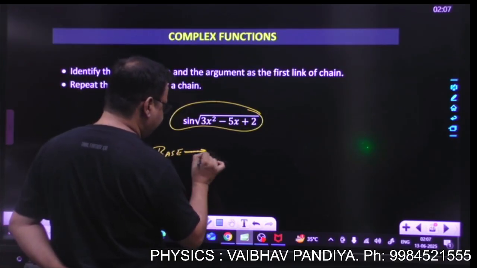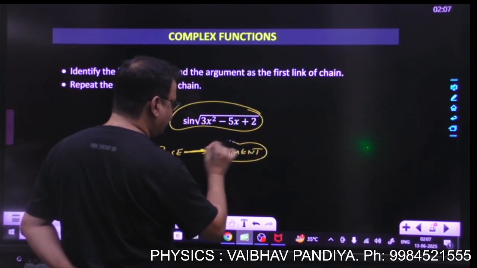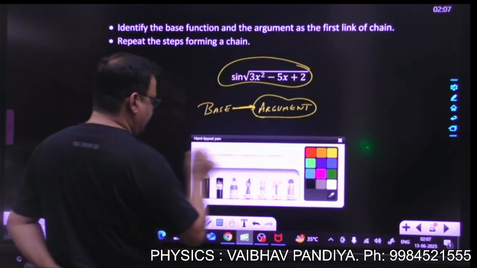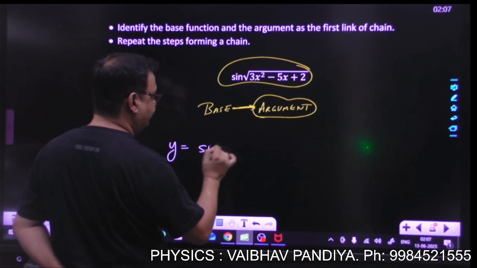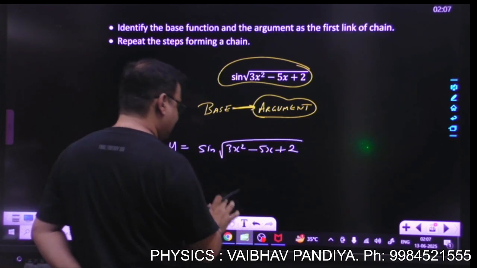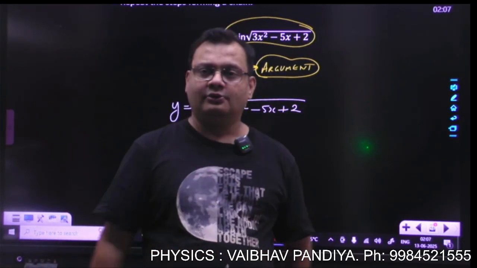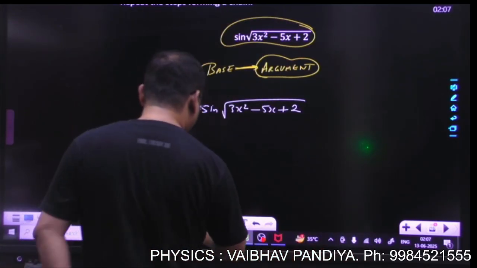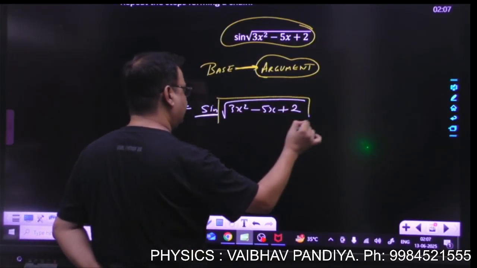First you will identify the base function, then the argument, and then the argument will act as a base function. Like say, if I am writing y is equal to sine of root of 3x square minus 5x plus 2. Now if you want to apply the chain rule, first of all you need to decide which is the first base function which needs to be differentiated. So the first base function is sine, and this thing is the argument.